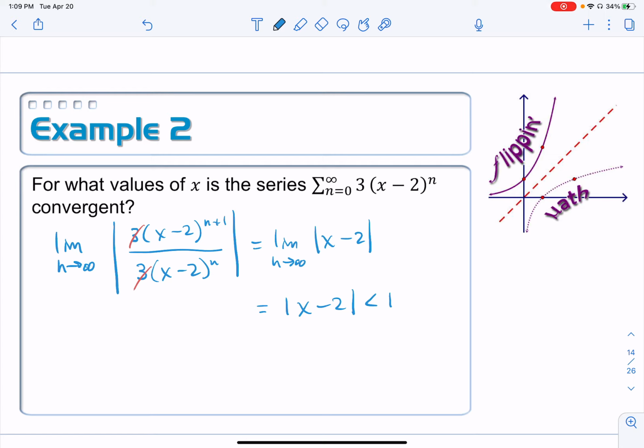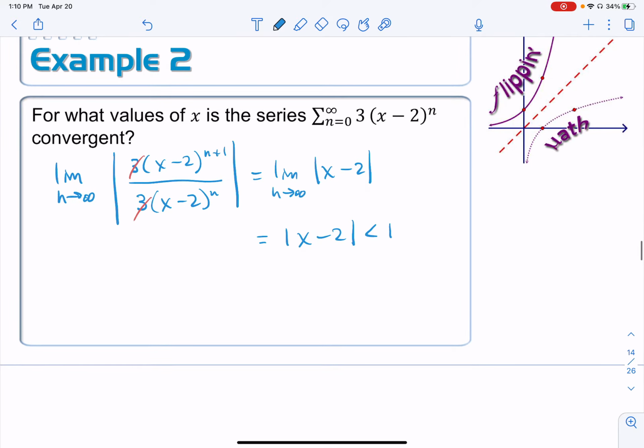And now we're pretty much almost done, but we've got a little bit extra to do. So remember from algebra, this is an "and" inequality, less than is "and". So to resolve this absolute value inequality, we're going to sandwich x minus 2 in between a positive and a negative 1. So I've got negative 1 is less than x minus 2, which is less than positive 1. And then the next thing I would do is add 2 everywhere so I can get x all by itself in the center. Add 2 to the left-hand side, I get 1. Add 2 to the right-hand side, I get 3. So there we go. This is the interval of convergence.